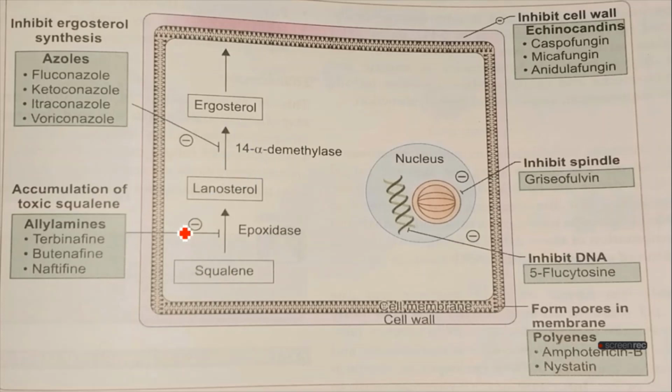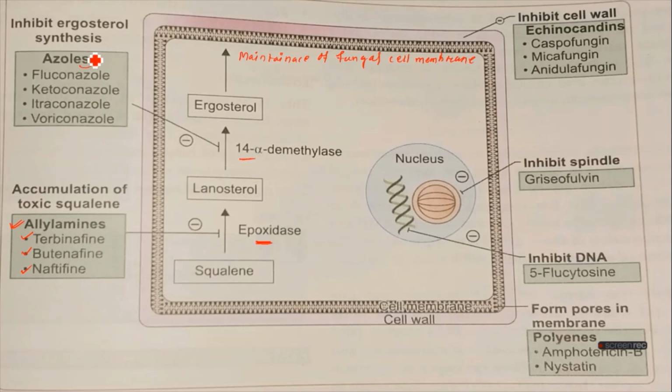Basically, you can see that squalene is converted to lanosterol by squalene epoxidase, lanosterol is converted to ergosterol, and the ergosterol helps in maintenance of the fungal cell membrane. The conversion of squalene to lanosterol is by the enzyme squalene epoxidase, which is inhibited by allylamines: terbinafine, butenafine, and naftifine. Ergosterol synthesis can be inhibited by inhibiting the enzyme 15 alpha demethylase.